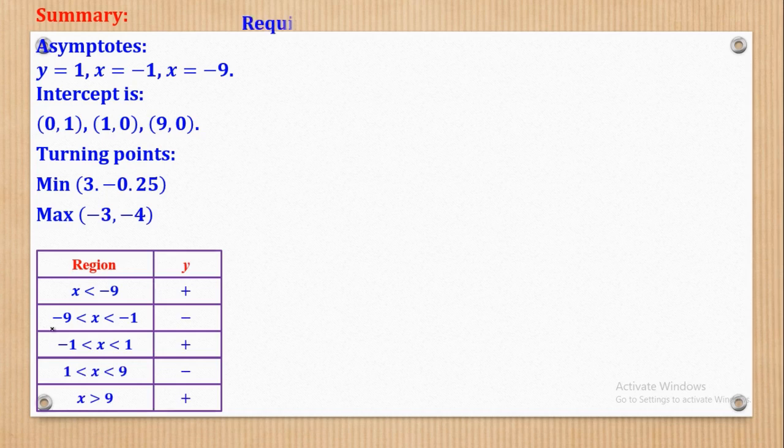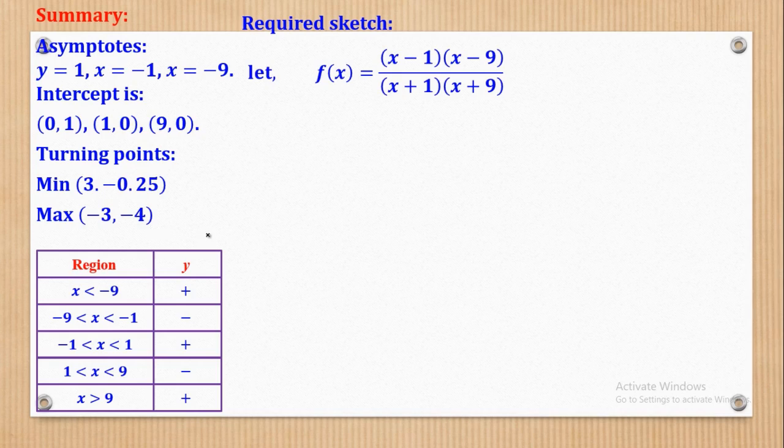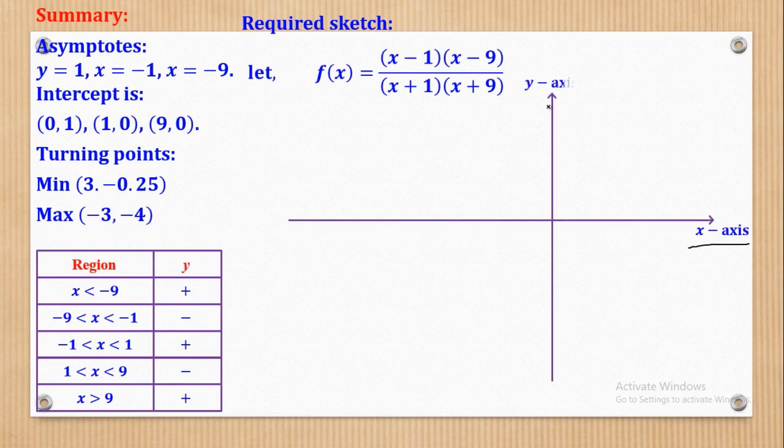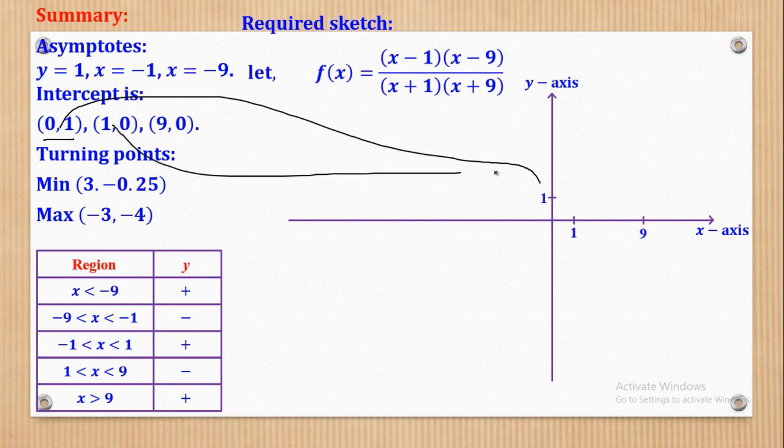Now to sketch, you first let f(x) be equal to the given function. Like I said, the first step is to draw the axes and label them. So the axes must be labeled x-axis and y-axis. Then from there we shall put the intercepts. So we have this (0, 1) which is here, (1, 0) which is there, and (9, 0) which is there.